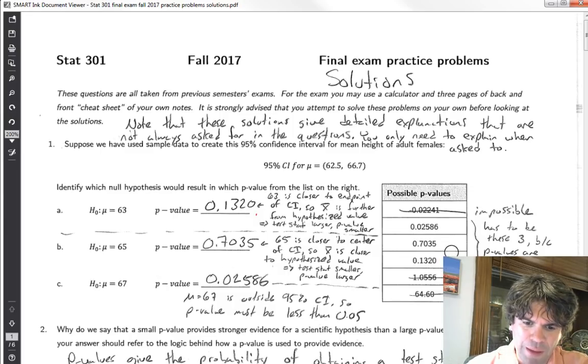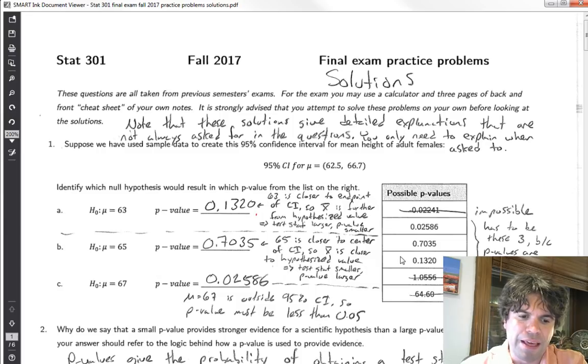You've got a bigger one, 0.7 something, and a smaller one, 0.13-ish. So think about how far away the sample mean is from the hypothesized mean. If the sample mean is really close to the hypothesized mean, the p-value will be bigger. The p-value gets smaller the further away the sample mean is from the hypothesized mean.